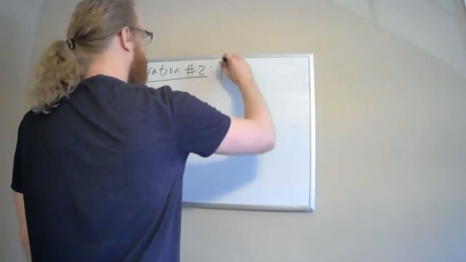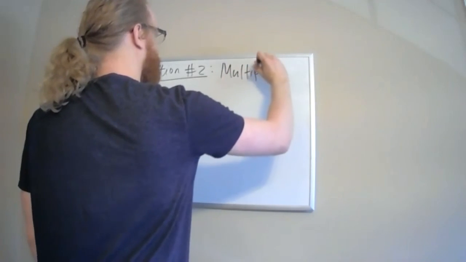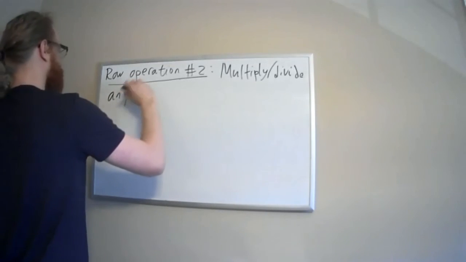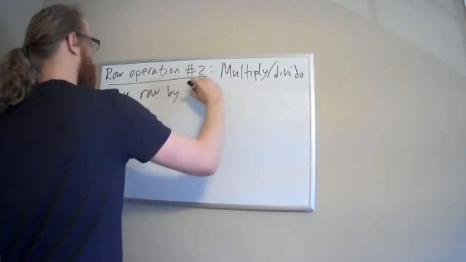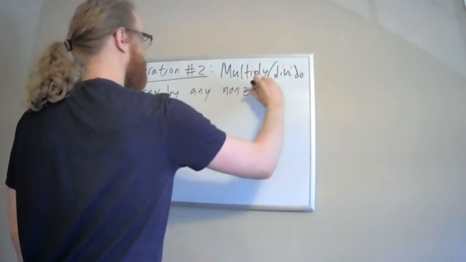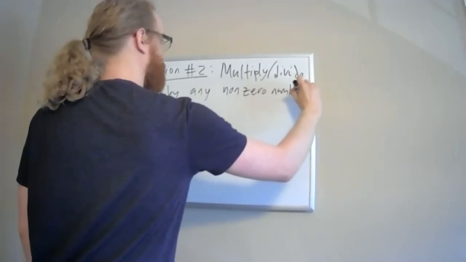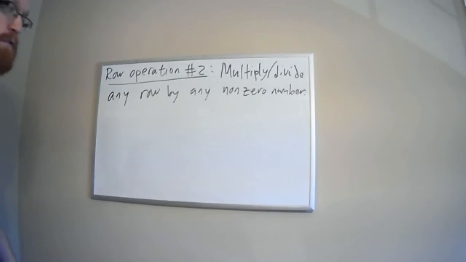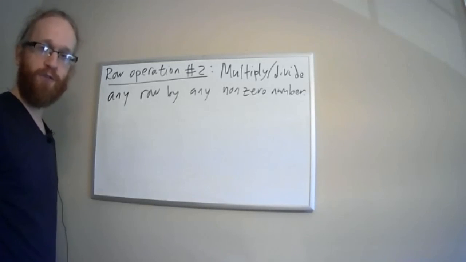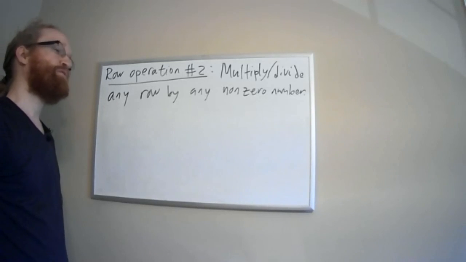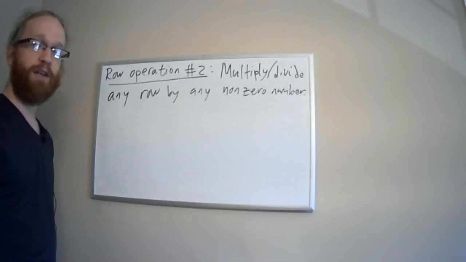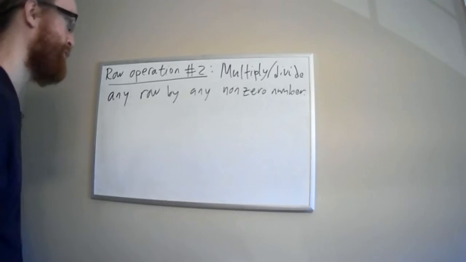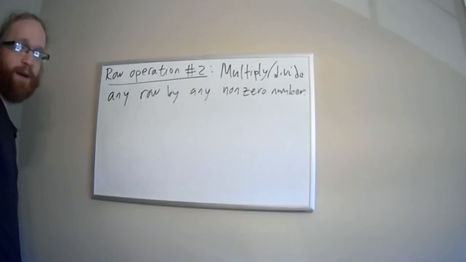So this next row operation is multiply, or if you like, divide any row by any non-zero number. Okay. So the only catch here is you can't multiply or divide a row by 0, because you can't divide by 0 anyway. That just doesn't make sense. And if you multiply a row by 0, everything in the row will become 0, because anything times 0 is 0. And then that's just not helpful anymore. You've killed too much information. So you can't use 0, but you can multiply or divide by anything else.